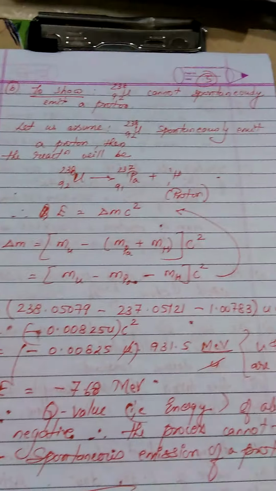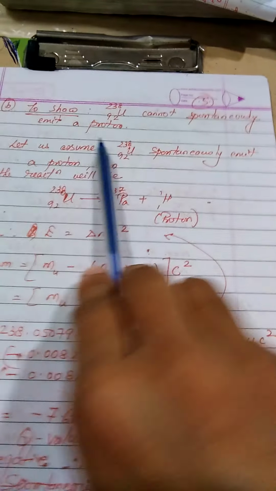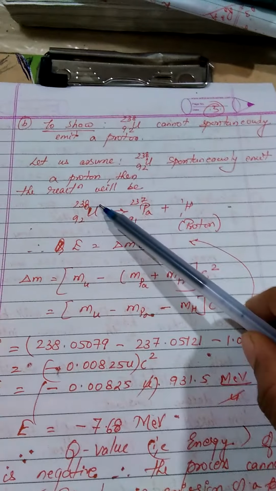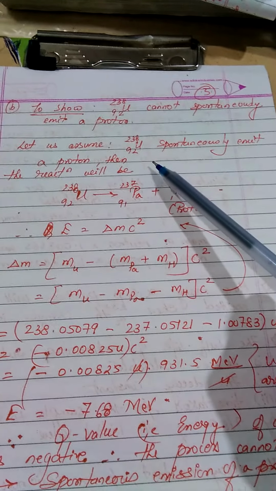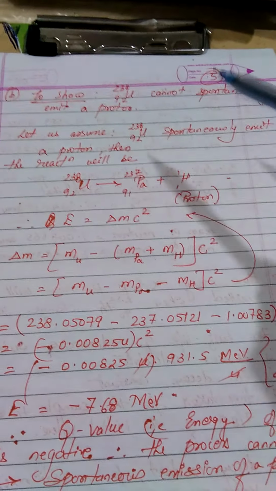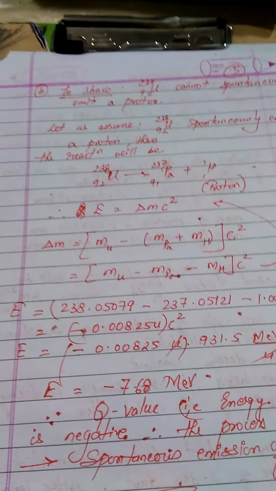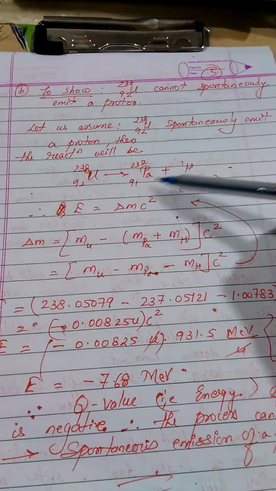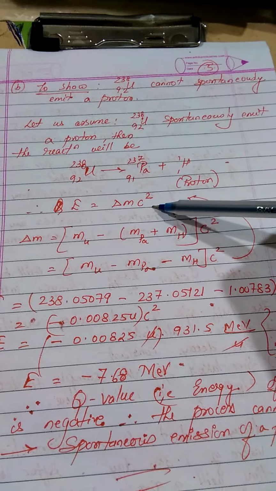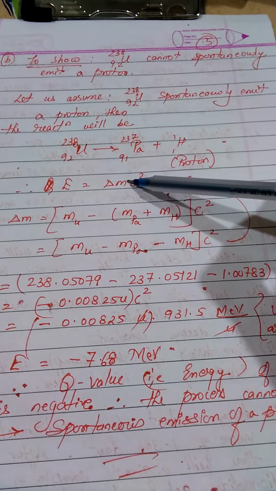Now moving to the next part. They are asking us to show that uranium 238 cannot spontaneously emit a proton. So we will assume just the opposite. We will assume that it is spontaneously emitting the proton. So if it is emitting the proton, then the equation will be like this. That is, on the product side we will get the proton, and with this we will also obtain the element Pa. Now if I have to find the energy, again I will be using Einstein's mass energy equivalence. So here delta m is my mass defect.